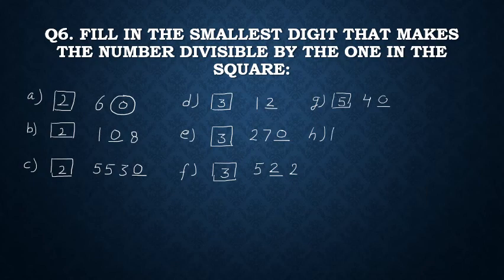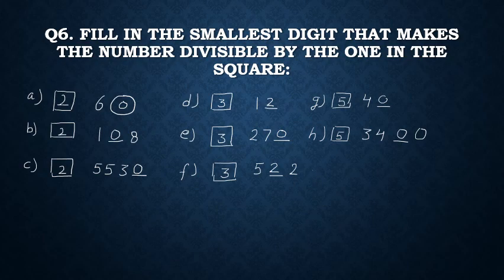Now I'm going to write H part. In the square, the number given to us is 5. And the digits given to us are 3, 4, dash, 0. So the smallest number we can write here is 0, because it already ends with 0. So the number is divisible by 5.